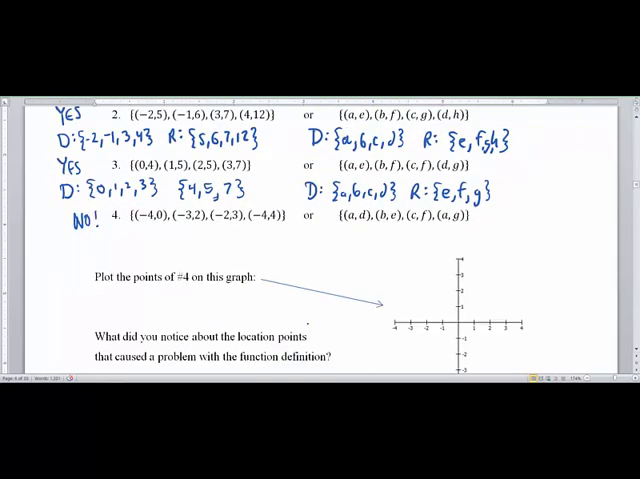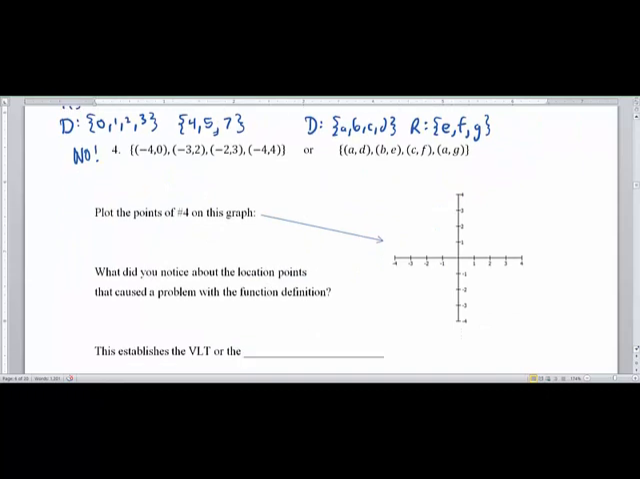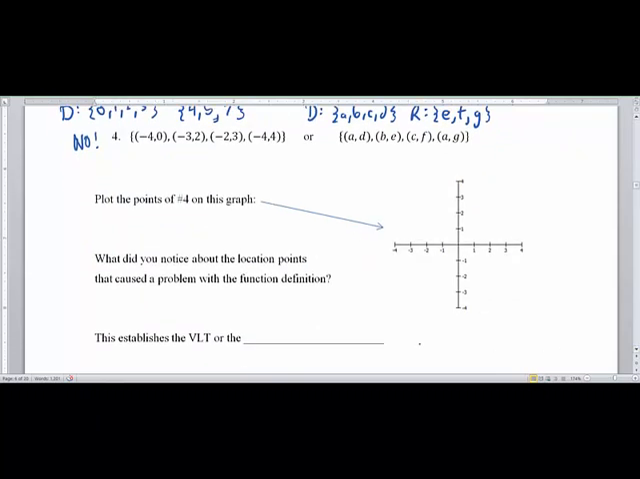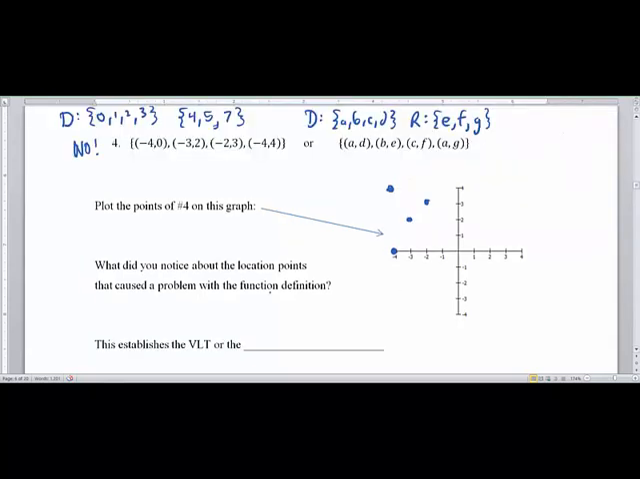So let's scroll down and really investigate this idea of something that isn't a function. Now I want to plot these points from number 4 on this graph. So -4, 0 is this point here. -3, 2 is this point here. -2, 3 is this point here. And -4, 4 is this point here. So you see these 4 points.